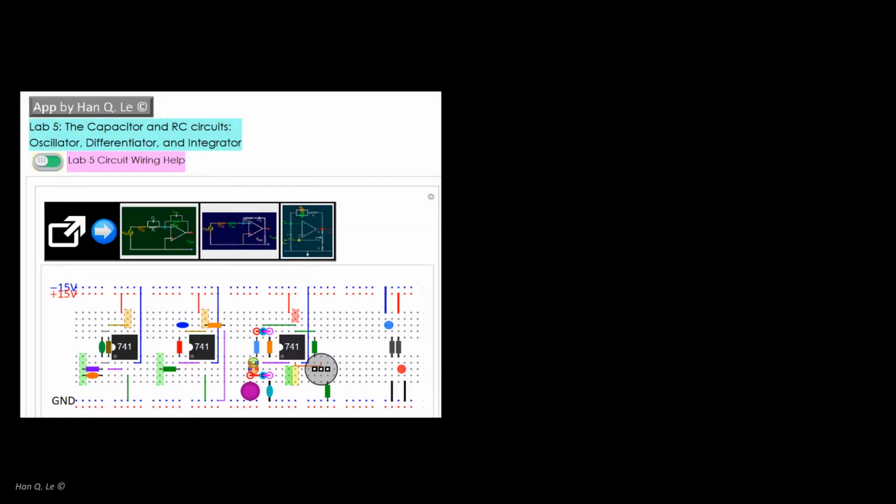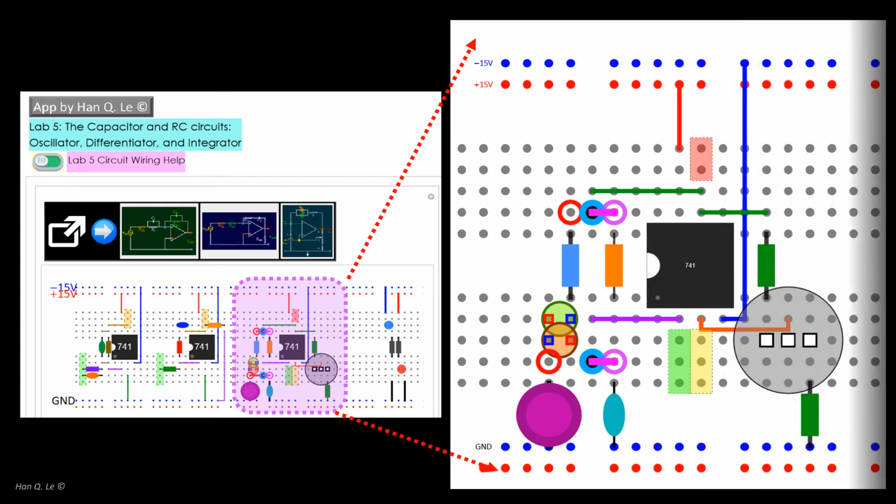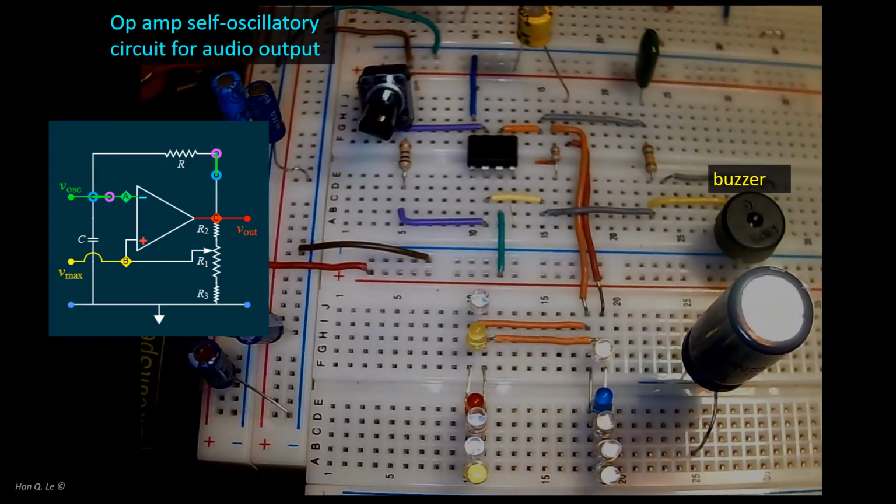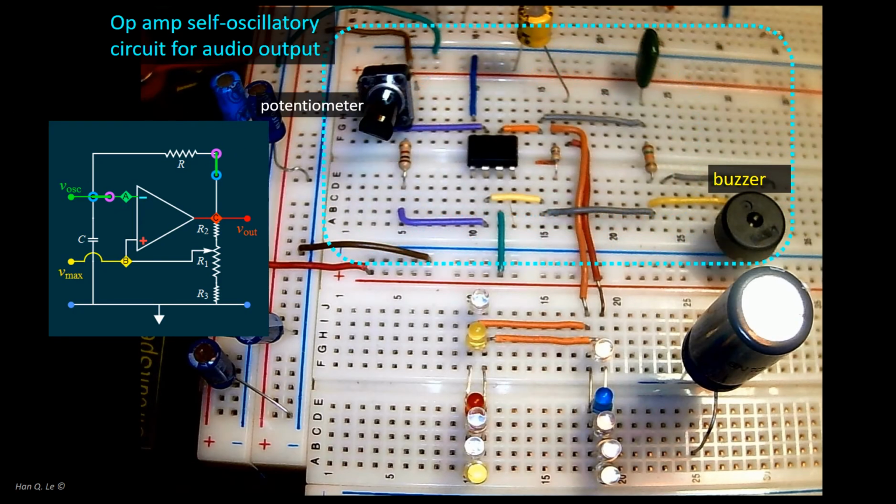The wiring diagram from the wiring help app of the circuit can be a bit too compact for photography, as the components are placed close together, especially the parts for light and sound, which are too close side by side. This is not necessary. The photograph of an actual circuit shows a more spread out circuit. This circuit is built for photographic clarity.